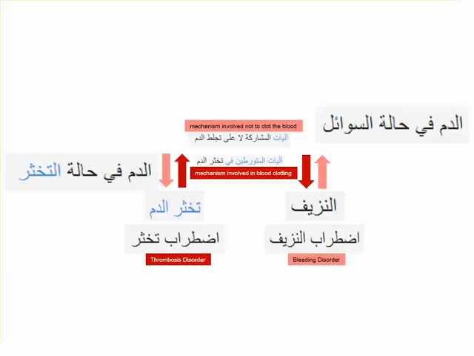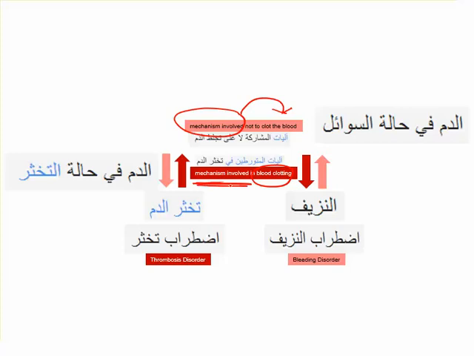So there are mechanisms involved in the formation of a blood clot. Okay, there are some mechanisms involved in the formation of a blood clot, and there are mechanisms involved in diluting the blood. They will not allow the blood to clot. There are some mechanisms involved to make the blood clot, and some mechanisms involved not to make the blood clot.